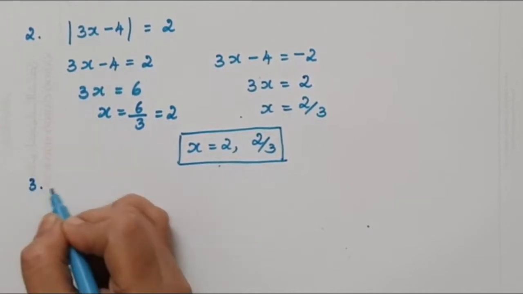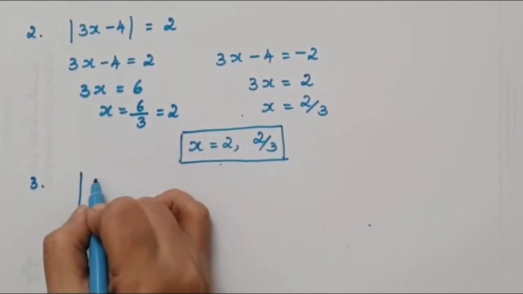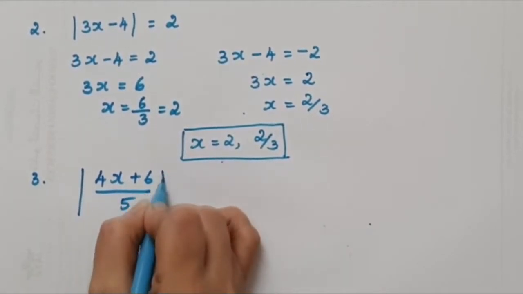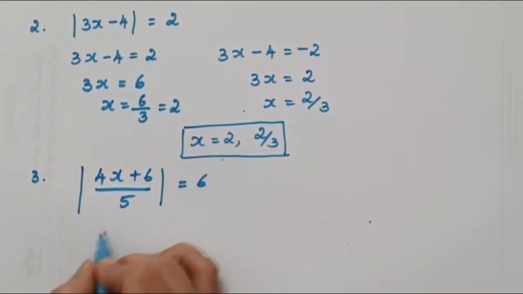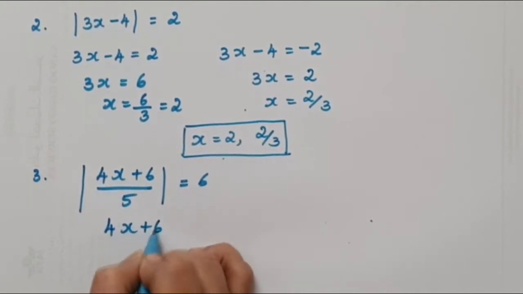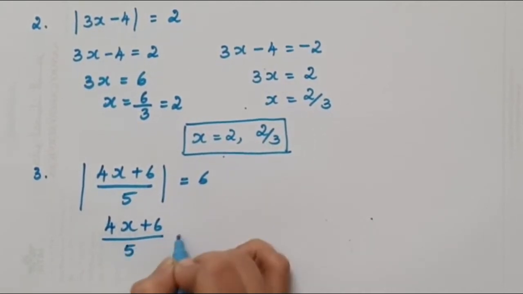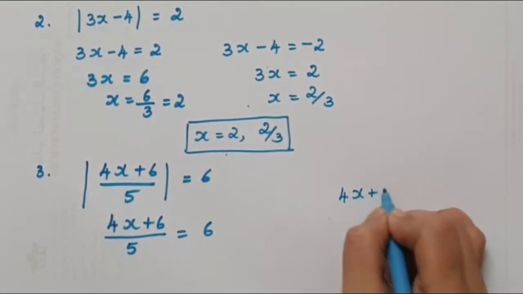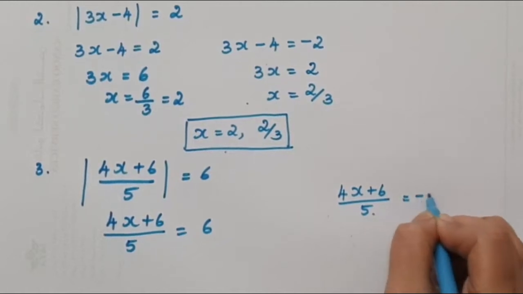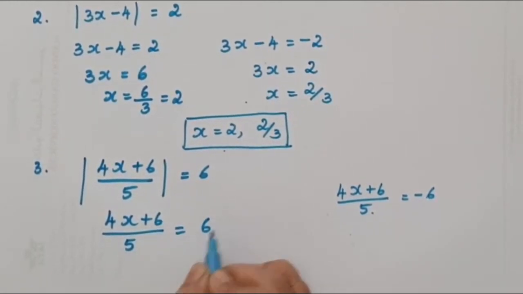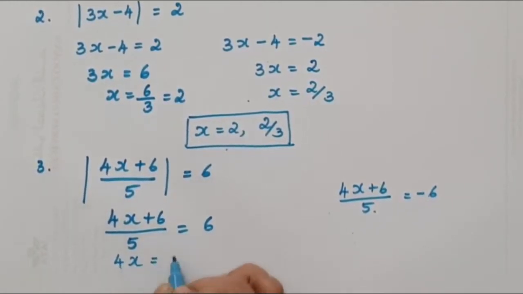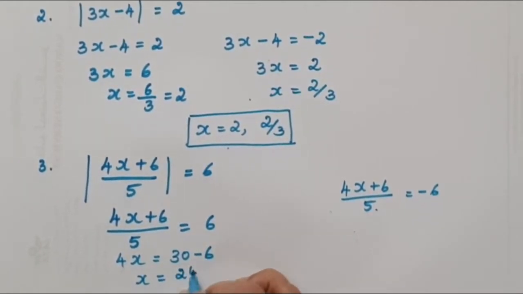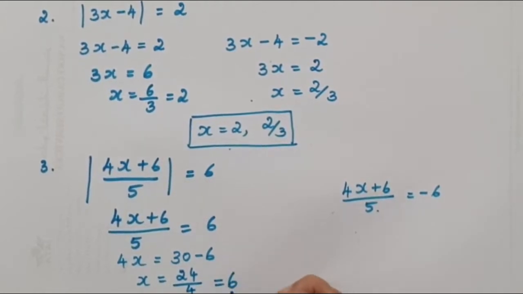Now the third one. Suppose we have a complete absolute value of 4x plus 6 over 5 equal to 6. As usual, we write it as 4x plus 6 over 5 equal to 6, and 4x plus 6 over 5 equal to negative 6. Just cross multiply it and shift it over here. So 4x will be equal to 30 minus 6. So x will be equal to 24 over 4, so it will be equal to 6.